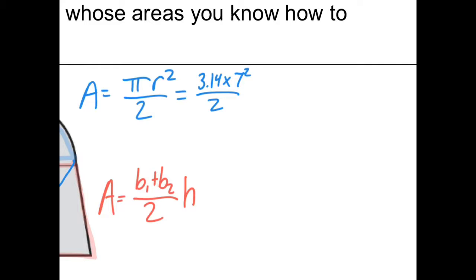Continuing on with this, I'm going to keep breaking it down to the little pieces. So we have 3.14, our value of pi. That's times 7 squared. 7 squared is 7 times 7, and that is 49. Again, we have to divide our final answer by 2. 3.14 times 49 is 153.86. Again, we still have to divide on that.